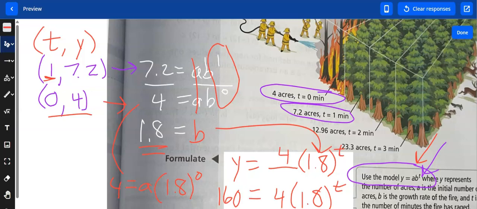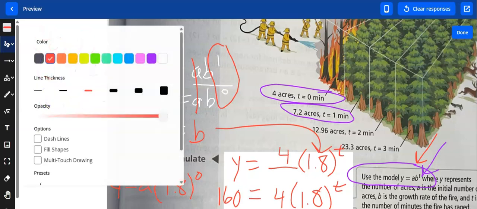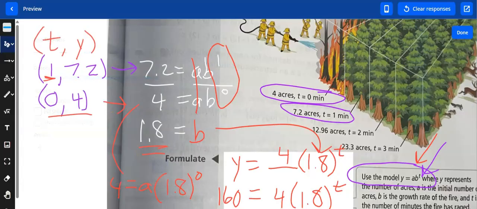What's the a value? Well, I've taught you to plug it back in, right? You take that 1.8, plug it back in. Does it matter which equation you plug it back into? No, it doesn't matter which equation. You can pick either one.